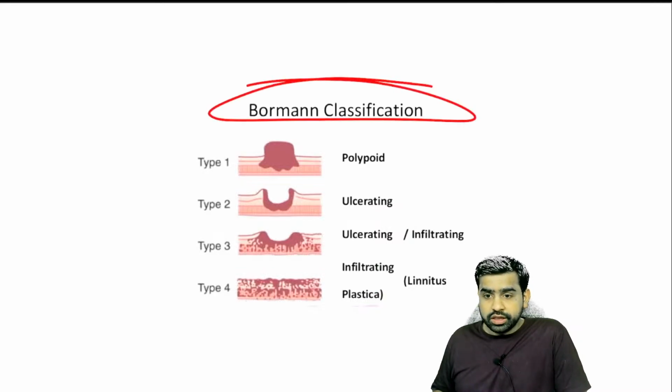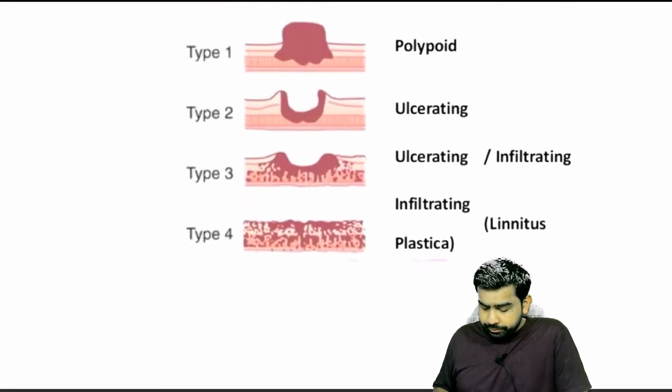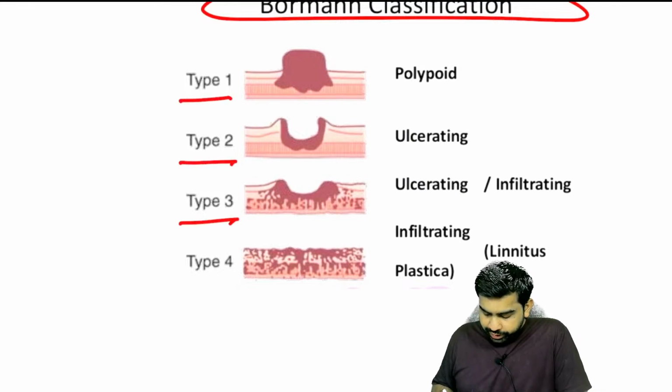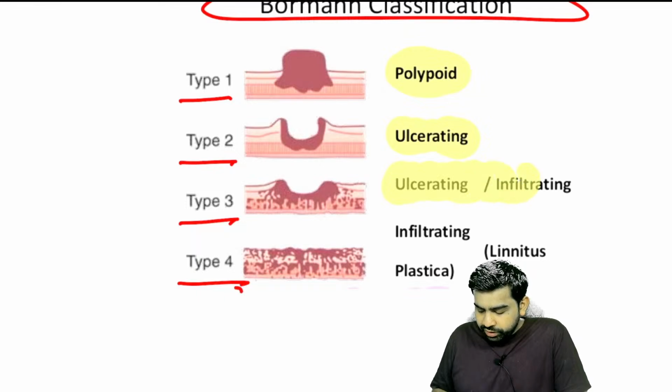In the Borman's classification, what you need to understand is that here you have type 1, type 2, type 3 and type 4. So what is the type 1 Borman classification? Type 1 Borman classification is when you have a polypoidal lesion. Type 2 is basically ulcerative. Type 3 is basically ulcero-infiltrative. And if it is a predominantly infiltrating kind of tumor, that is a Borman's type 4. So you have to remember this.